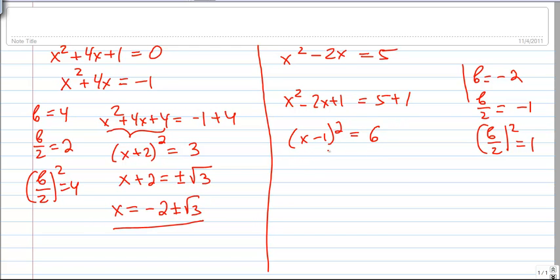And again, the equation is ready to be solved using the square root method. So we can write out that it's equal to plus minus radical 6. And again, 1 goes on the other side with the opposite sign. And these are our two roots for this equation.